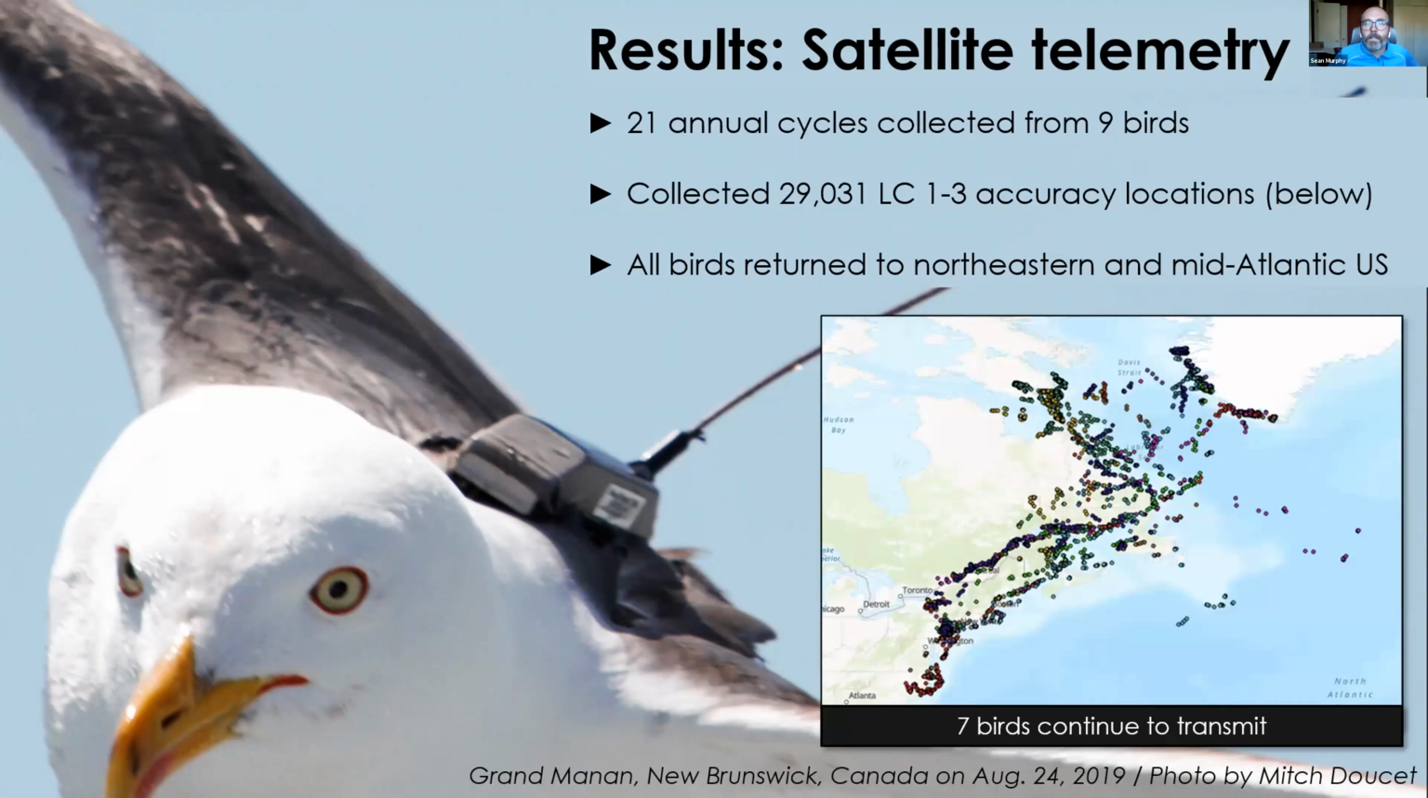So we had 9 tagged birds that provided data for at least one annual cycle, and that amounted to 21 annual cycles that we looked at. Nearly 30,000 high quality locations. This map shows the distribution of all those locations, and the color coding is just to distinguish between individuals. And you'll note that 7 birds are still transmitting today.